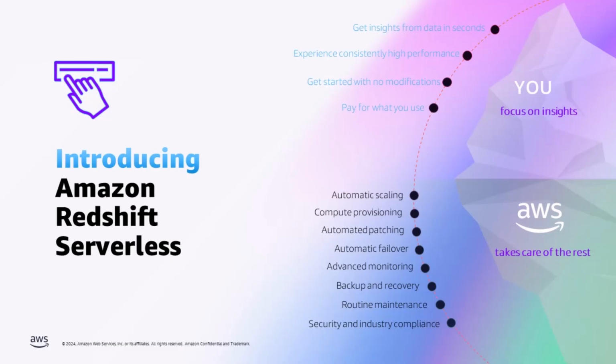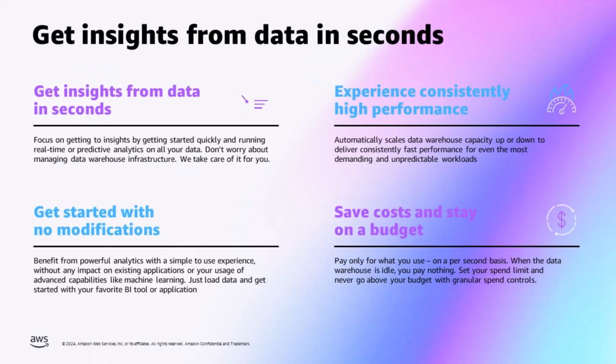Amazon Redshift allows you to easily run and scale analytics without having to manage data warehouse infrastructure. We want you to focus on insights while we take care of infrastructure needs for you. Amazon Redshift automatically and intelligently provisions capacity for your most unpredictable and demanding workloads, and you pay only for what you use. AWS takes care of the rest: automatic scaling, automatic patching, automatic failover, backup and recovery, routine maintenance, security, and industry compliance.